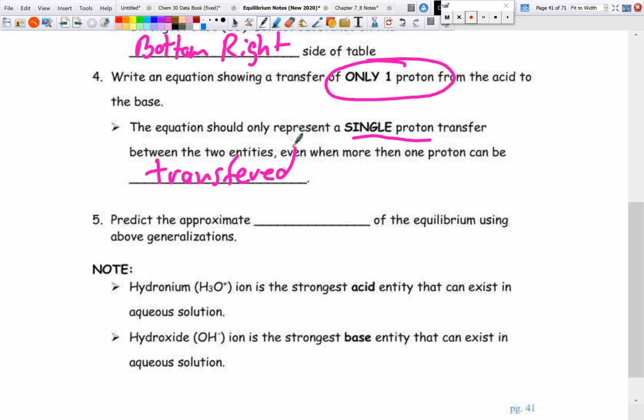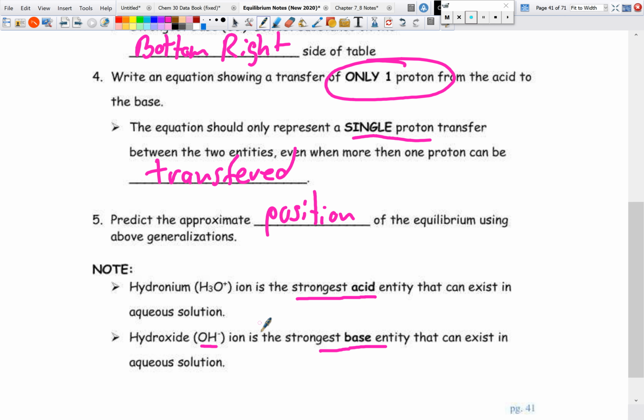And last but not least, once we show the reaction, we are going to predict the approximate position of equilibrium using the generalizations that we just went over. So just remember, if you have any of your 6 strong acids or hydronium, that is the strongest acid present and it can exist, so nothing's going to be stronger than that. And same thing if you say hydroxide, that is going to be the strongest entity that can exist in basic solution as well.